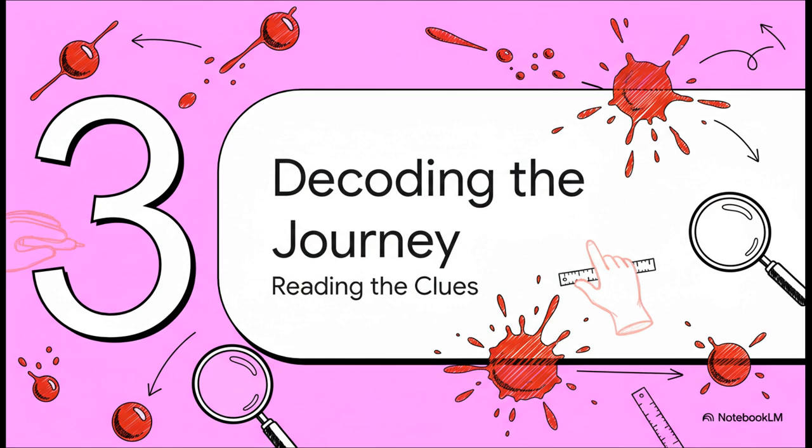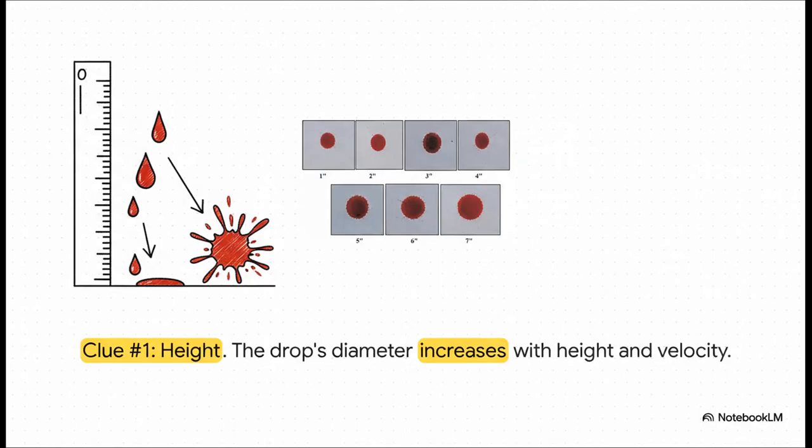Okay, so we know blood travels in these perfect little spheres. Now let's see how this story changes the moment that sphere hits a surface. This, right here, is where the real detective work kicks in. First up, let's talk about height. A drop that falls just a few inches is going to be pretty small and neat. But a drop that falls from several feet up is moving way faster when it hits, right? So it splatters into a much wider stain. The size of that drop can tell us a lot about the height it fell from.